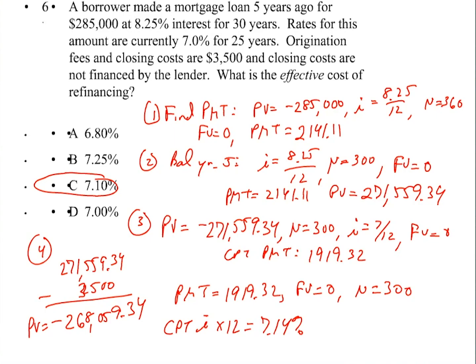Okay, the payment $1,919.32, the future value is 0, n is 300, and now we compute the interest rate. Again, multiply it times 12 to get the annual rate, and we see the effective cost of this new loan, borrowing just what we need to pay out the loan balance, and come up with, out of our own pocket, $3,500 in closing costs. The effective cost would be 7.14%, which is still over a full percent less than what we're currently paying of 8.25%. So yes, we should refinance.